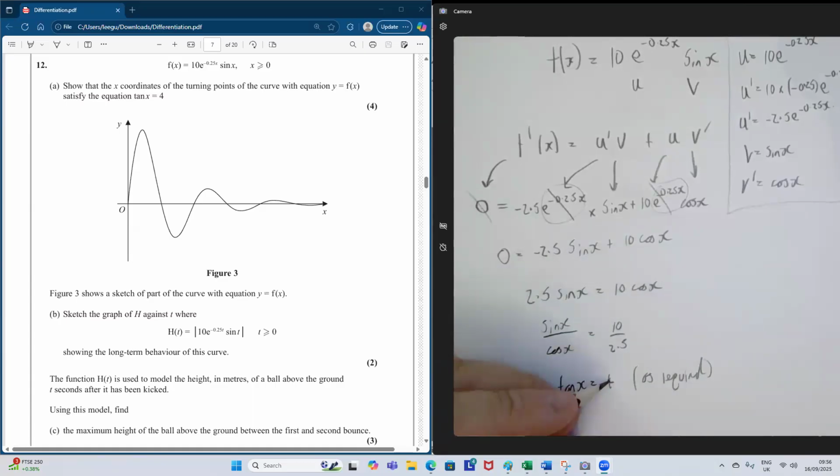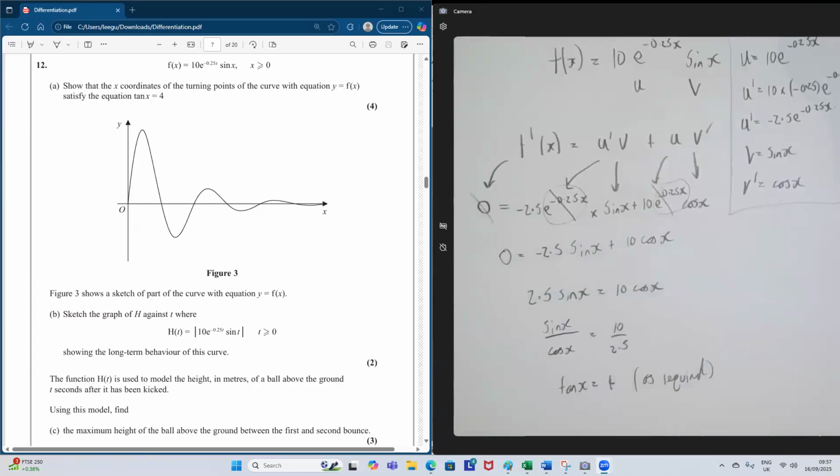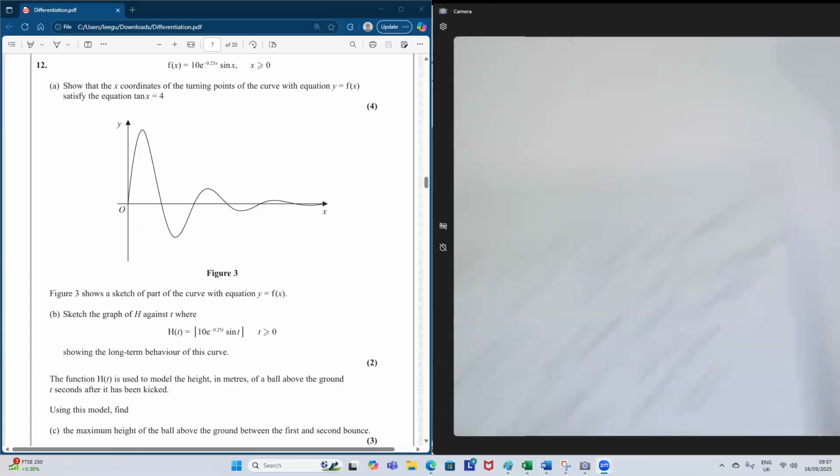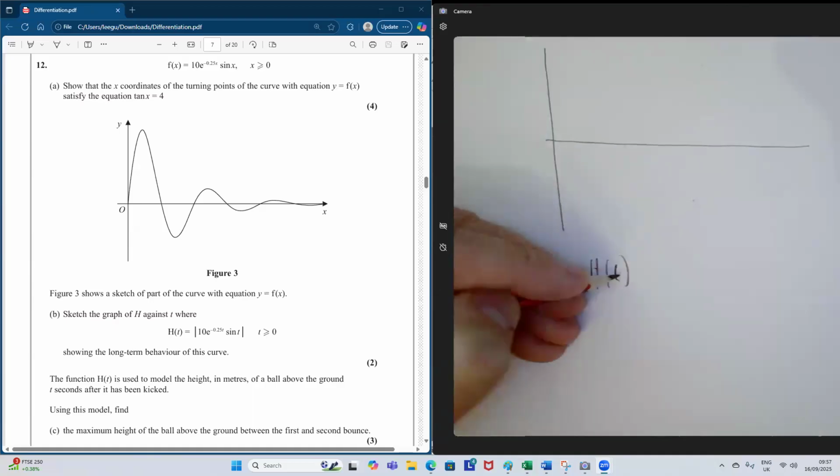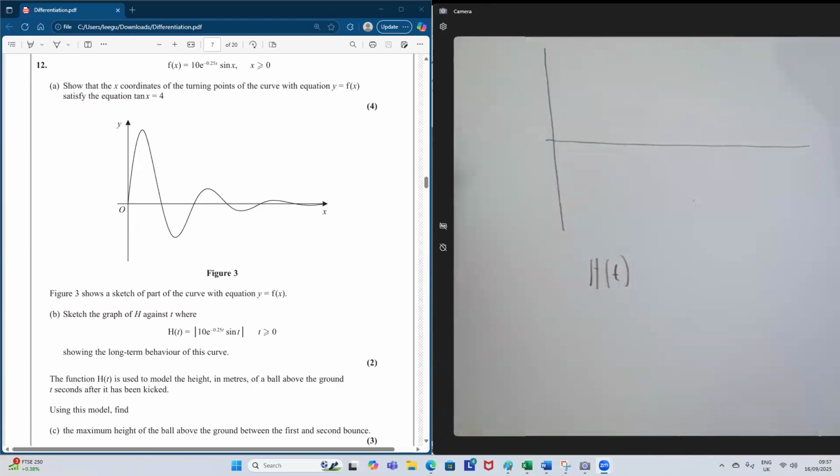So that's our 4 marks for part A done. That was quite nice. Now, it says figure 3 shows the sketch of part of the curve with the equation y is equal to f of x. Sketch the graph of h against x, where h of t is equal to the modulus of the original function. So what we've got is a graph where the function is essentially the same as f of x, but the difference is it's the modulus of f of x. So let's have a think about this.